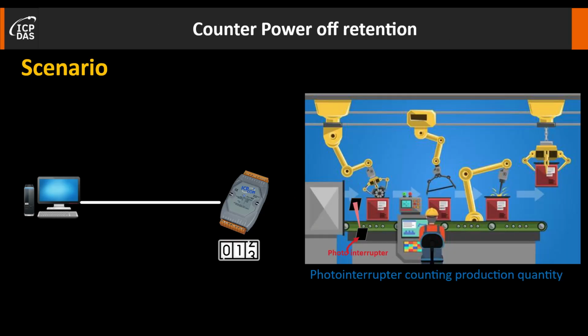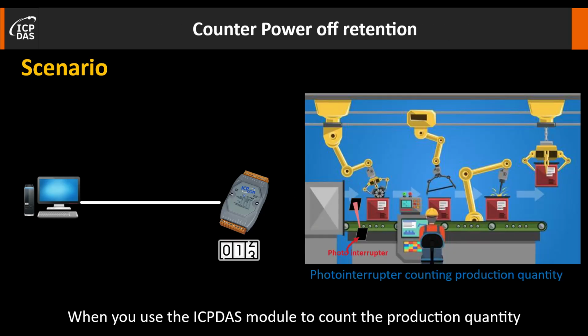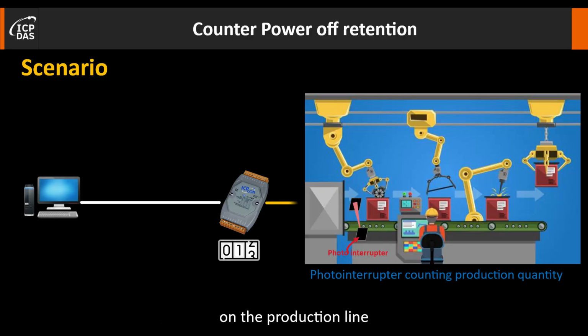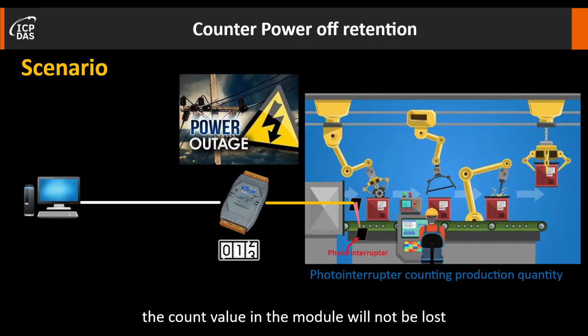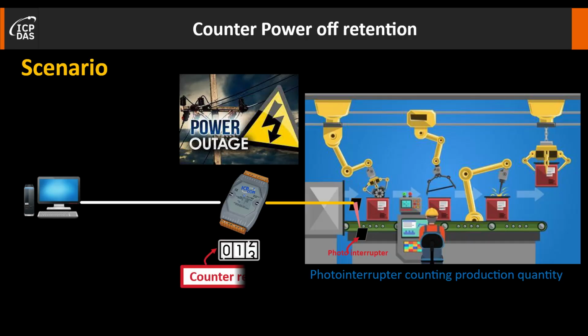Counter power off retention. When you use the ICTAS module to count the production quantity on the production line, once a power outage occurs, the count value in the module will not be lost.